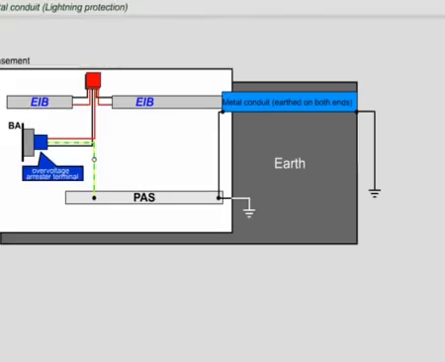Here you see the second installation type. If the building crossing bus cable is installed in a metal conduit and earthed at both ends, the installation of lightning arrestors is no longer necessary.